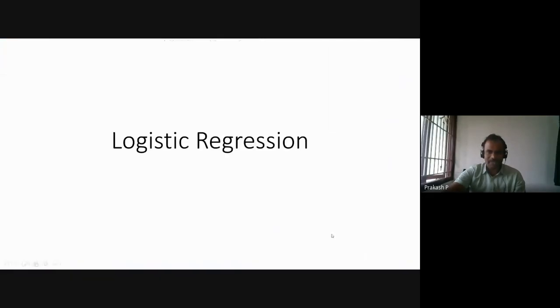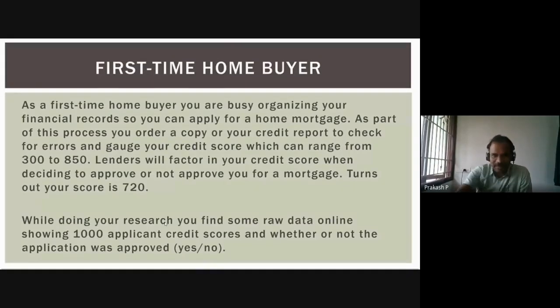Now I am trying to explain what is called logistic regression. This is the same example. The first-time home buyer wants to buy with a credit score between 300 and 850, say a score of 720. Your credit score decides whether the mortgage is approved or not. We have 1000 applications with credit scores. Our target is to check whether the result is yes or no. Yes or no is not possible in linear regression, so we go for another method which we call logistic regression.